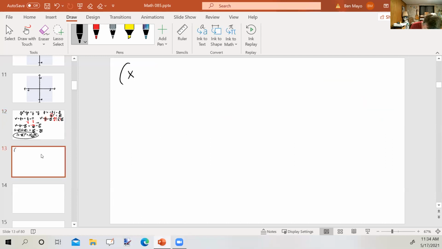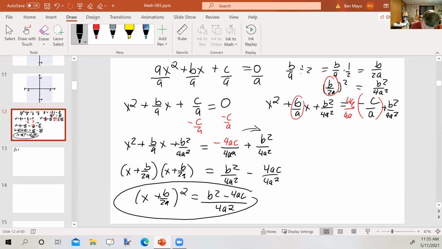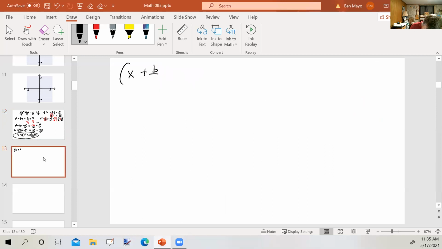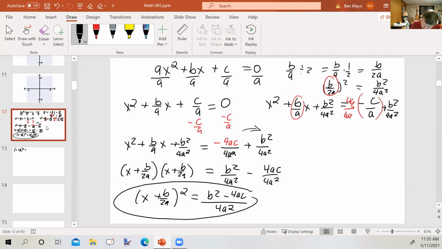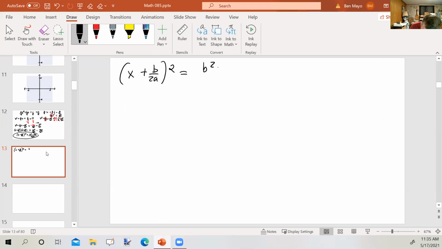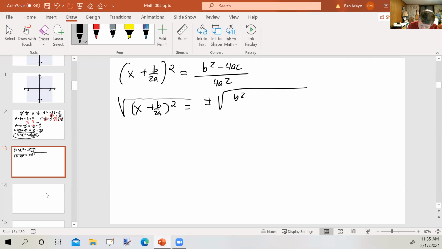So I've got x plus b over 2a, the quantity squared, equals b squared minus 4ac all over 4a squared. I'm going to take the square root of both sides of the equation. So on the left, I get the square root of that quantity squared. On the right, I get plus or minus the square root of that quantity.